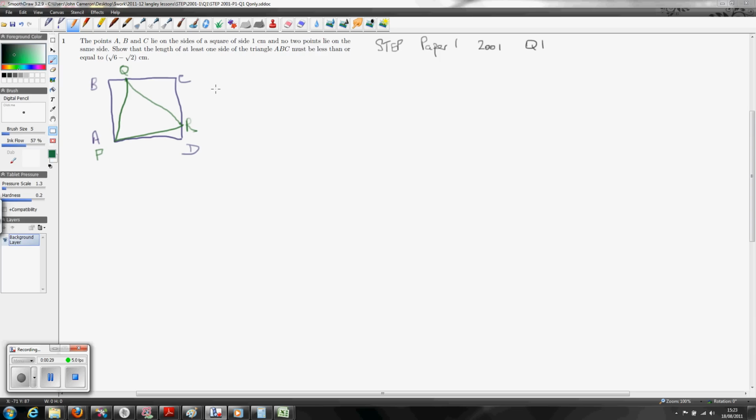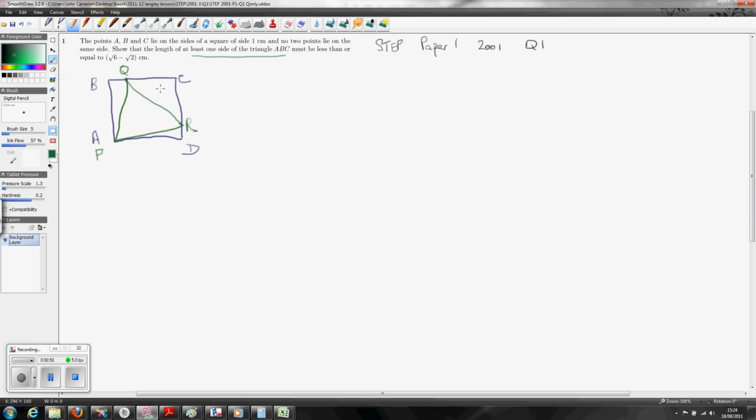So this is a kind of geometric question, and I want to do it in two parts. I always want to do it back to front. I want to assume that the triangle is a certain shape and work out what its length of sides are, and then prove that the triangle has to be that shape. What do we mean by has to be here? Well, we're asked to show that the length of at least one side of the triangle must be less than or equal to root 6 minus root 2.